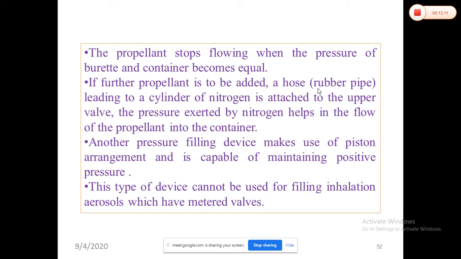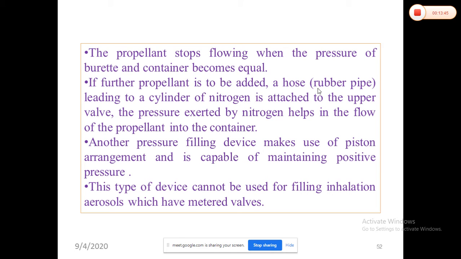As I have already discussed, in another pressure filling device there is use of a piston arrangement. The piston is capable of maintaining positive pressure, meaning you can apply an exact amount of pressure, and by this positive pressure, whatever propellant has to be delivered into the container can be achieved. Basically, these types of devices cannot be used for filling inhalation aerosols which have a metal wall, but they are used for cosmetic formulations.